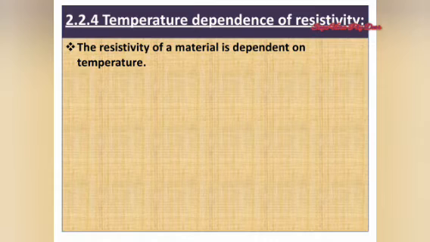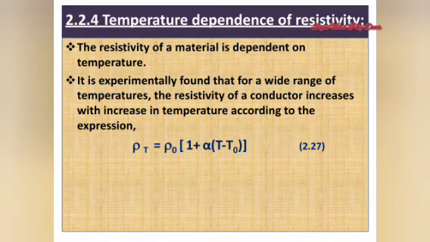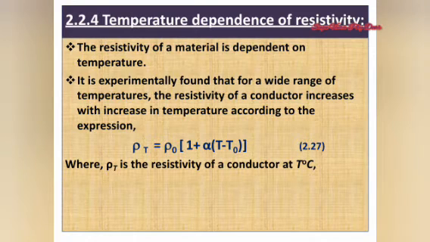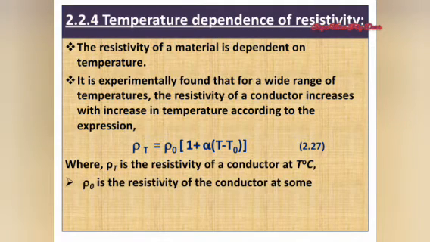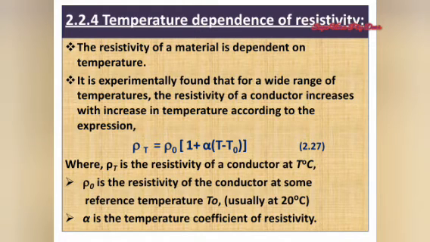The resistivity of a material is dependent on temperature. It is experimentally found that for a wide range of temperature, the resistivity of a conductor increases with the increase in temperature according to the expression rho T equals rho naught times 1 plus alpha times T minus T naught, where rho T is the resistivity of a conductor at temperature T degrees Celsius. Rho naught is the resistivity of the conductor at some reference temperature T naught, usually 20 degrees Celsius. Alpha is the temperature coefficient of resistivity.